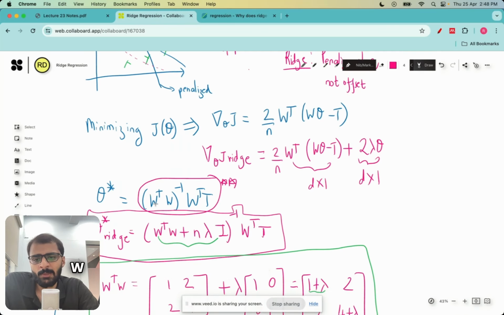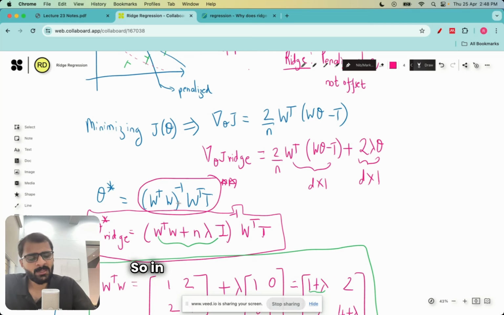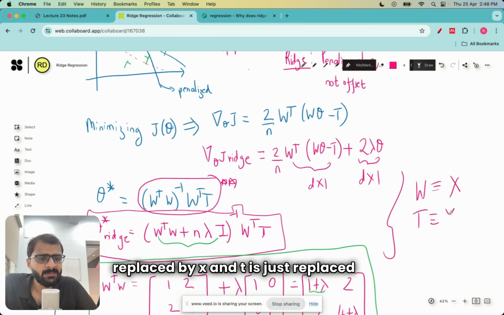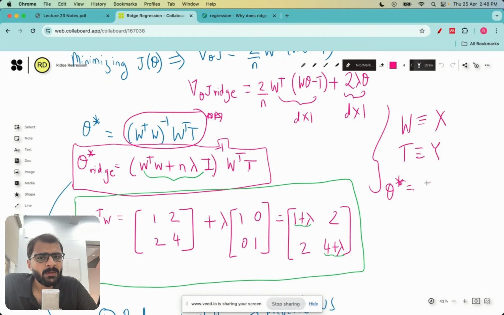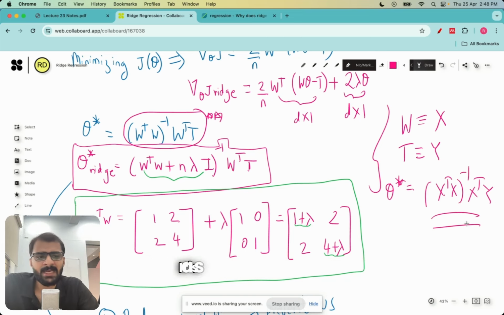This is the same thing: W transpose W inverse W transpose T multiplied by T. So in the code, W is just replaced by X and T is just replaced by Y. So in the code, the formula for theta star is X transpose X inverse X transpose Y. It's as simple as that.